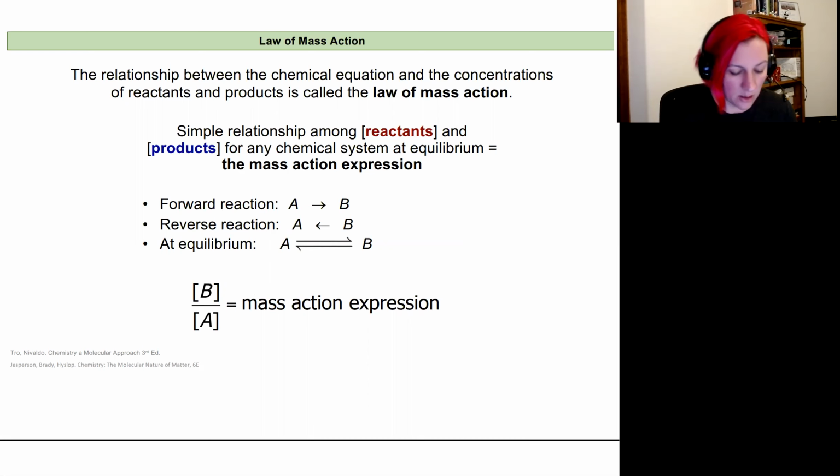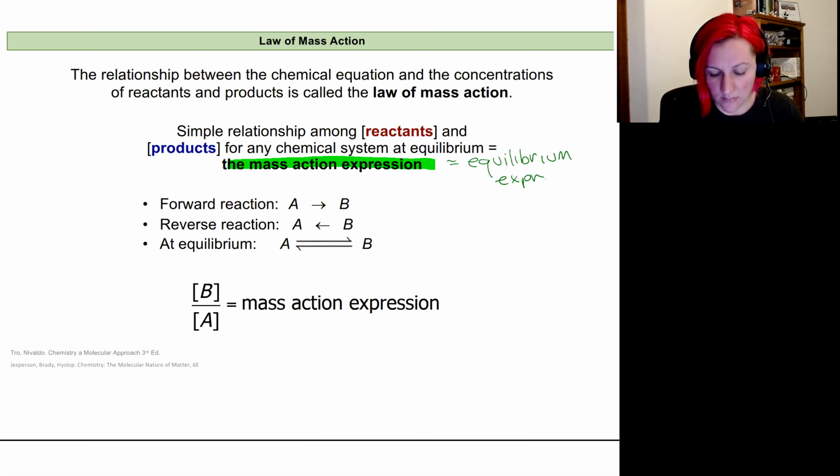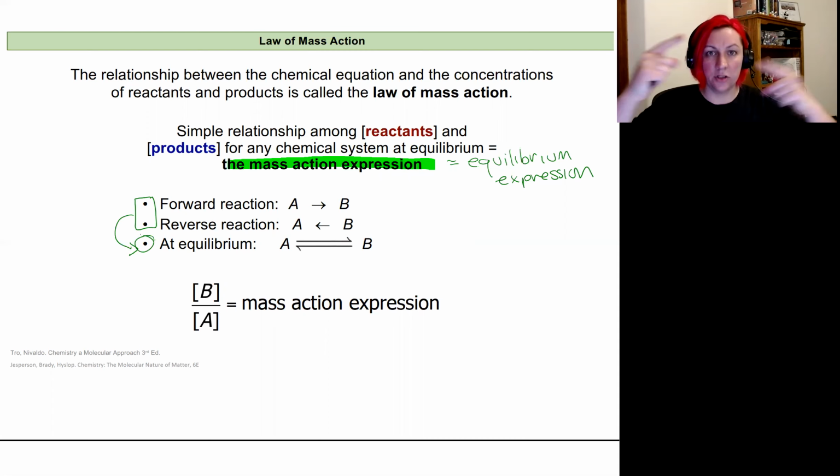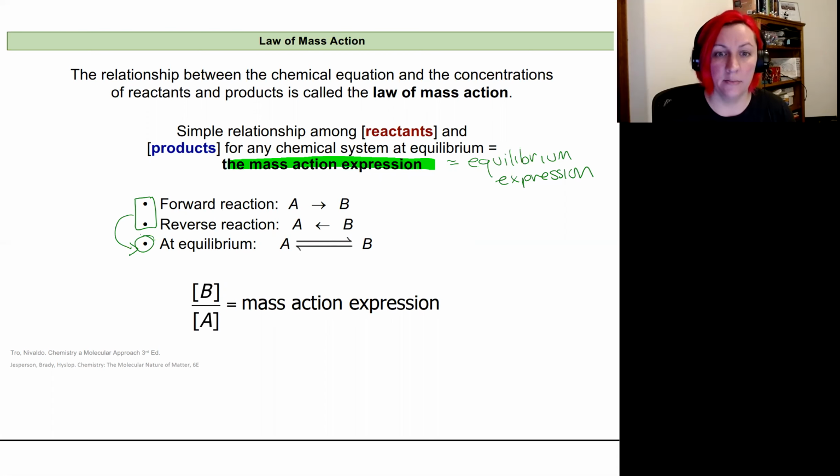We can call this the mass action expression. This is also the same thing as our equilibrium expression, which, depending on which textbook you're looking at or who you're talking to, they're the same thing. So again, we've got our forward reaction and our reverse reaction right here. And that creates our idea of two reactions happening at the same time, a reversible reaction.